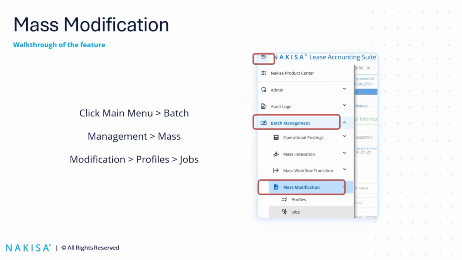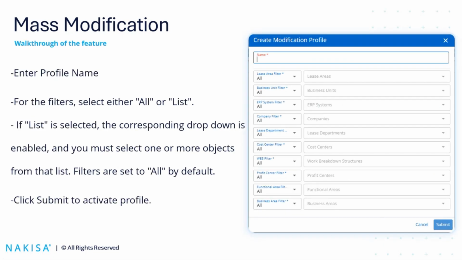So a mass modification job can be done, as I showed you, through our main menu, coming to the batch management under mass modification. Before you are able to run the mass modification job, you will have to create a profile like any other batch management task. You can create a profile by entering a name. You can drill down filters, or if not required, you can leave it at all.